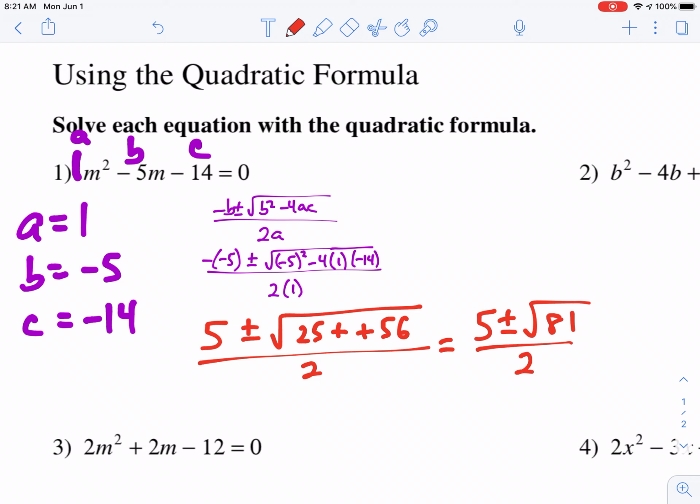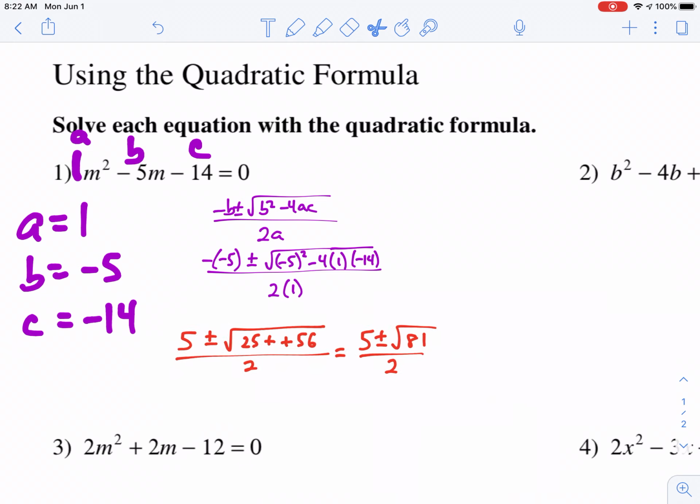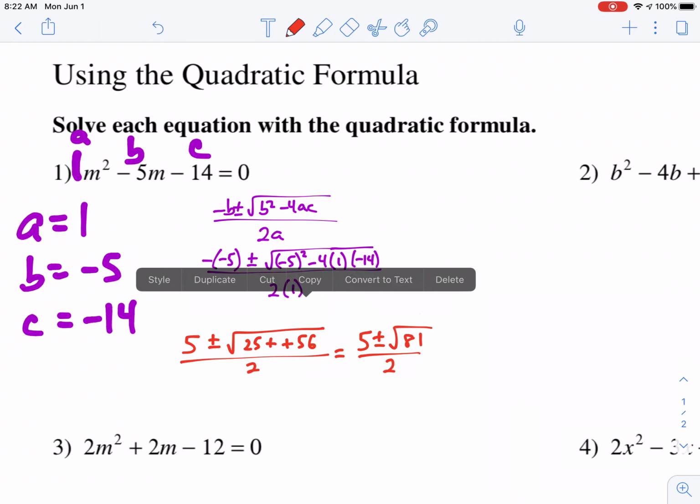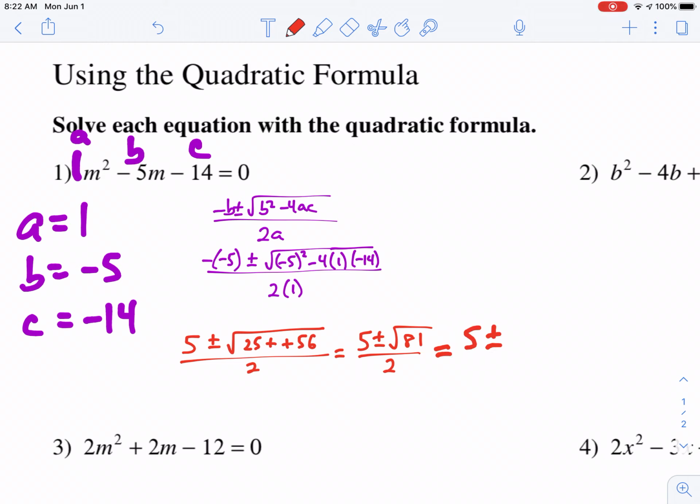All right, I'm going to just shrink this again. Again, use a calculator to do all this. You don't have to do these numbers in your head. It'd be foolish to try to do that. Square root of 81 is 9. So 5 plus or minus 9 over 2.